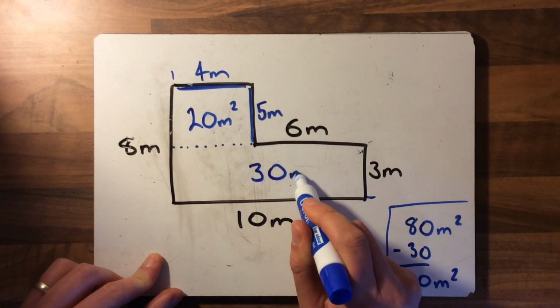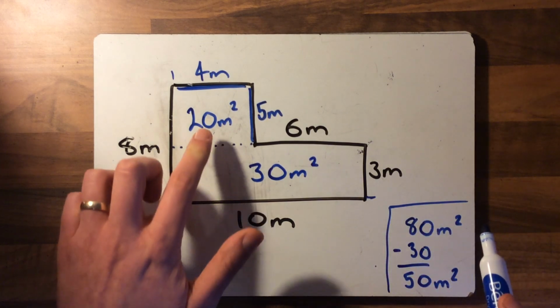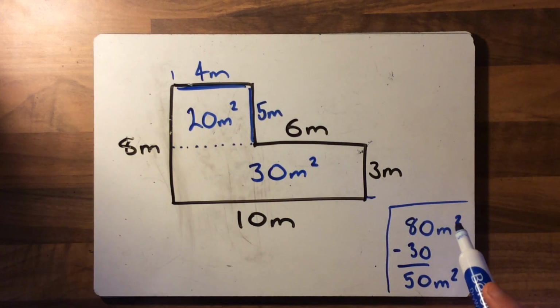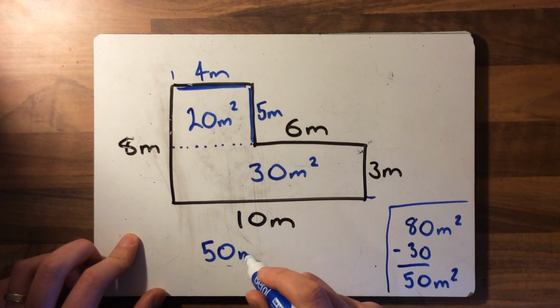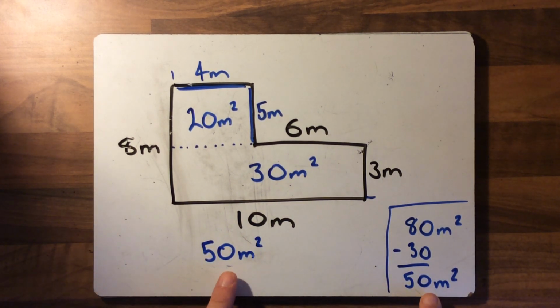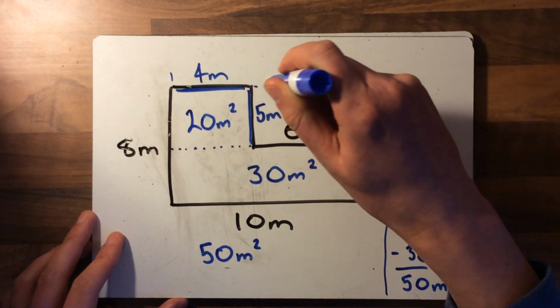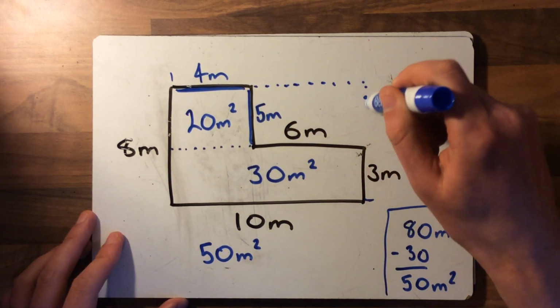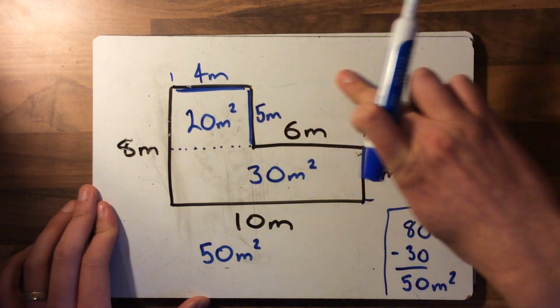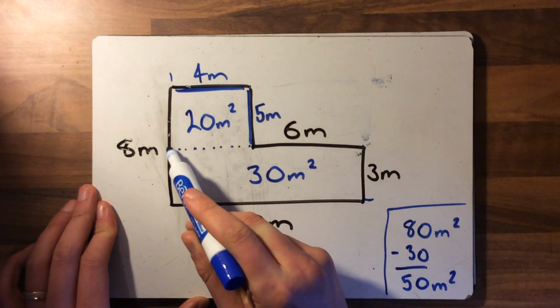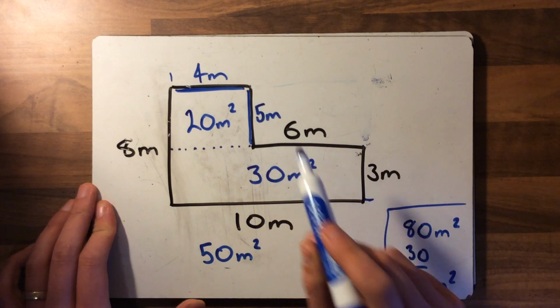10 times by 3 is 30 meters squared. And if we were to add these two up, we don't need to do that in column addition because it's nice and easy. 30 add 20 is 50 meters squared. And you can see the two answers, the two different methods, are identical. So it doesn't matter which way you prefer. I've taught people before who really like this method of boxing it out and making it into a rectangle. But I've also taught lots of people who don't like that method and prefer splitting the shape up as well.